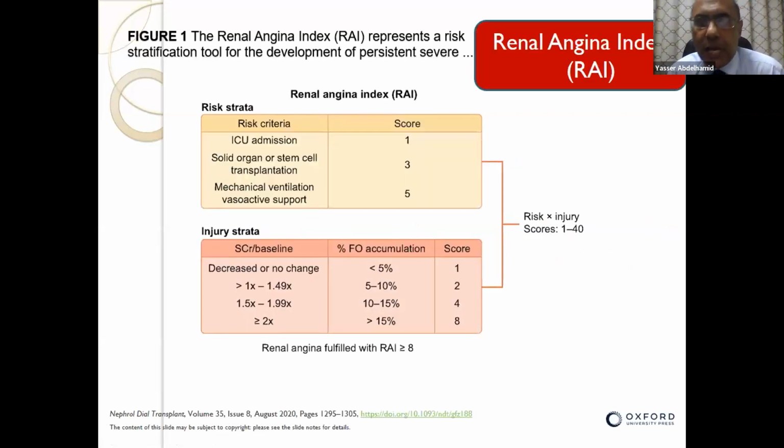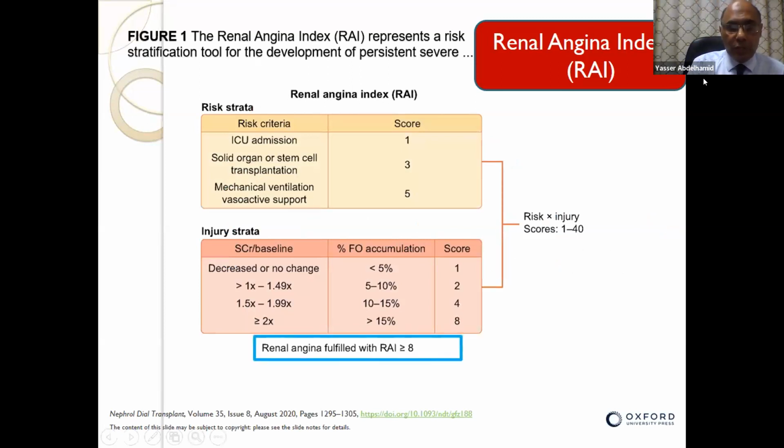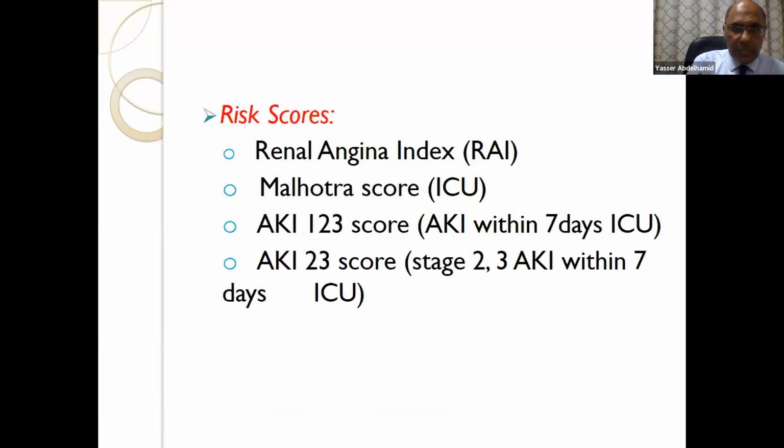The term renal angina resembles cardiac angina. In cardiac angina, we use markers to detect the condition and to treat the condition. And here the renal angina is similar, in that it is an injury that we need a marker for.